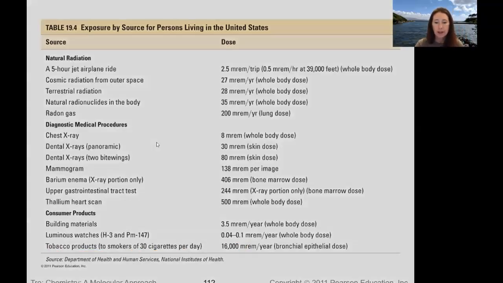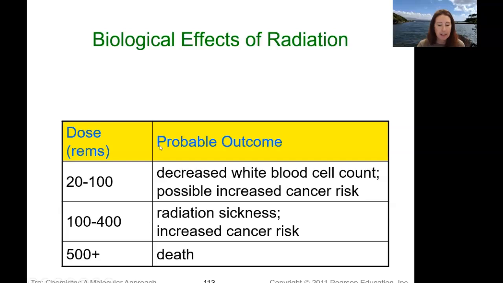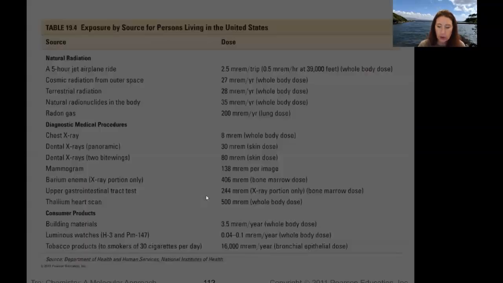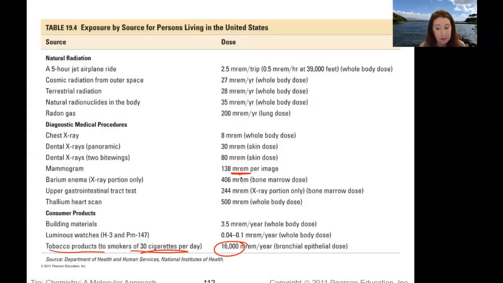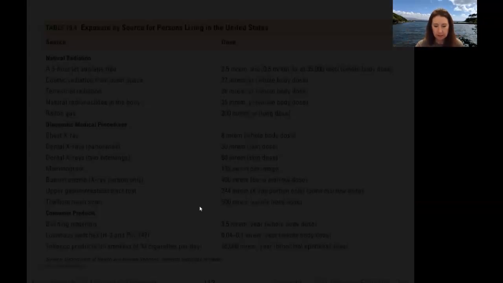All right. So what are the biological effects? So quickly, these are all millirems. I'm going to change the scale here to rems because millirems are not nearly as dangerous as rems. So you can see that would be 16 millirems, right? This is the only one that really could even, 16 millirems would be smoking.